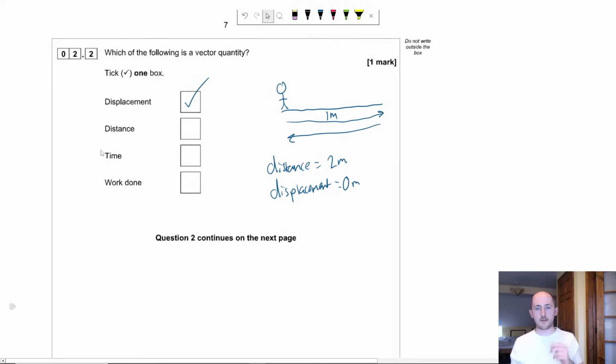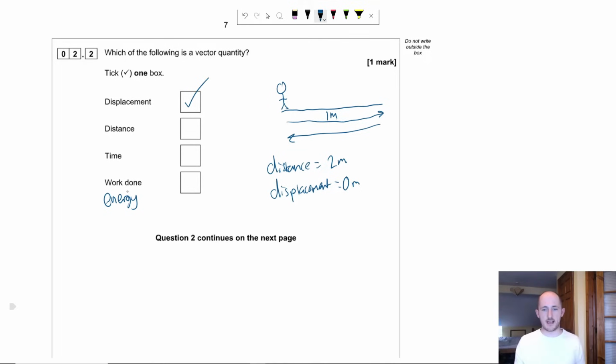Okay, now what about time? Well, again, I don't have any metric for saying which direction I'm going in time. Okay? Work done. Work done is the same as energy. Energy has no direction. It's just a size. I have 100 joules of energy. Okay, I don't say I have 100 joules going that way or going this way. It doesn't make a difference.